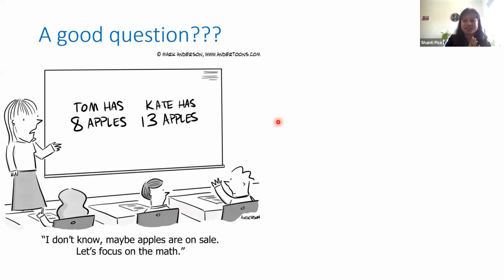अब ये देखो, ऐसा सवाल होते हैं स्कूल में. This is mainly it is from primary. Tom has 8 apples, Kate has 13 apples. So what is the question? Question क्या होगा? ऐसे क्वेश्चंस हम पूछते हैं एज अ टीचर, या क्वेश्चंस क्या होगा रियल लाइफ एप्लीकेशन से?